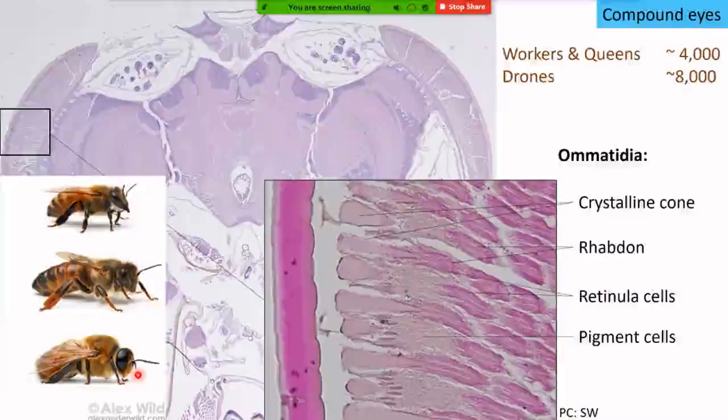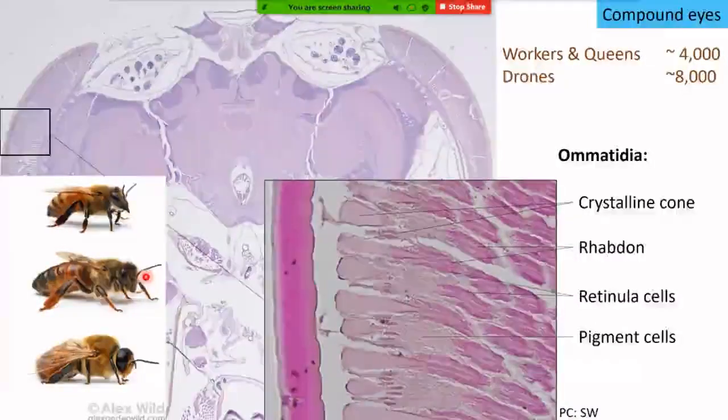And that's not really surprising. As Amir mentioned, the sole purpose of a drone's life is to find a queen and mate with her. And because mating in honeybees happens mid-flight in the air, the drones require quite a bit of eye and movement coordination to catch up with the queen and be very targeted during their copulation. So that's one of the reasons why they have the bigger eyes and more ommatidia.